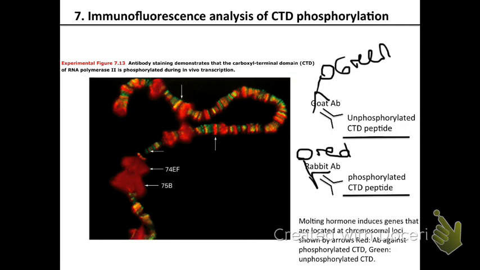You're going to take that slide and put it under the microscope, and what you're going to see is the non-phosphorylated form of RNA pol 2 found at genes that are not transcribed or very lowly transcribed, and then the phosphorylated form of RNA polymerase 2 is found at these puffs, suggesting that phosphorylation is correlated with transcription. Okay? Make sense?